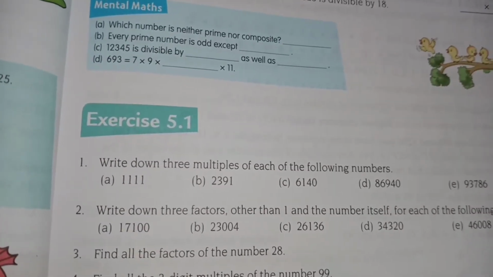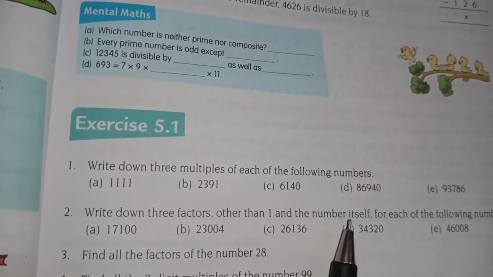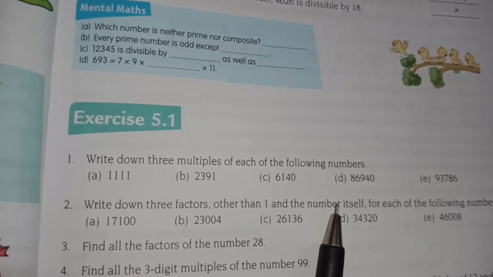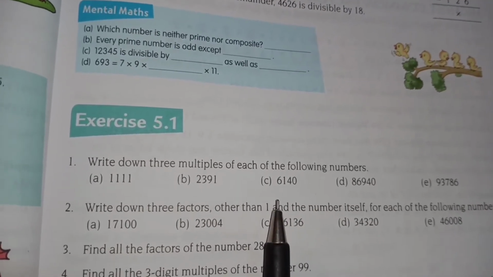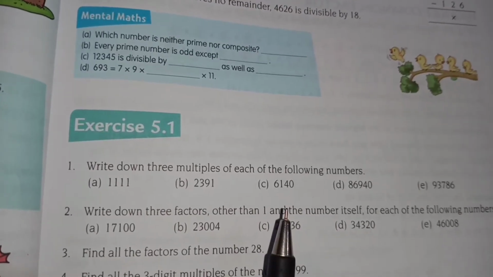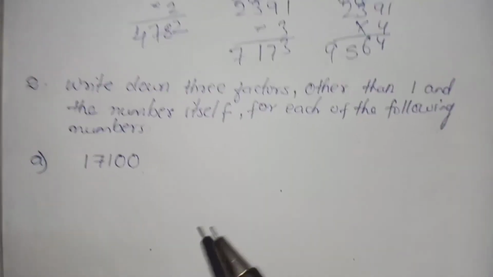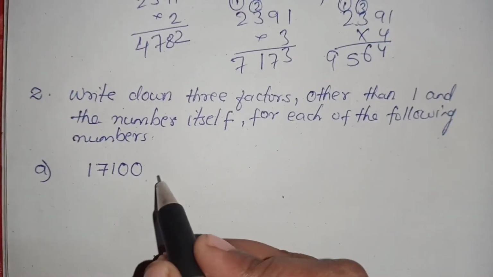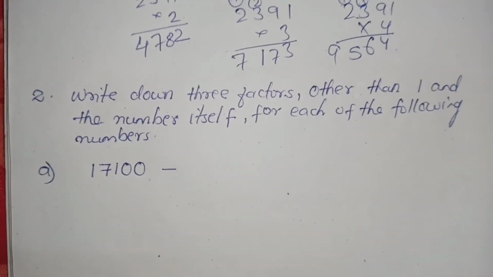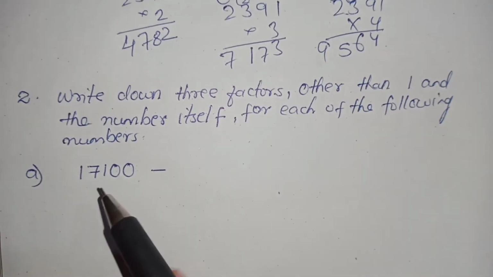Let's recap. We have to write the factors of this number, but 1 and the number itself we will not write, because they are also factors of their own table and 1 is a factor of every number. Except this, we will write any 3 factors in which this table comes. So let us start. Factors means, in an easy way, you can say in which table this number comes. And what is the number?